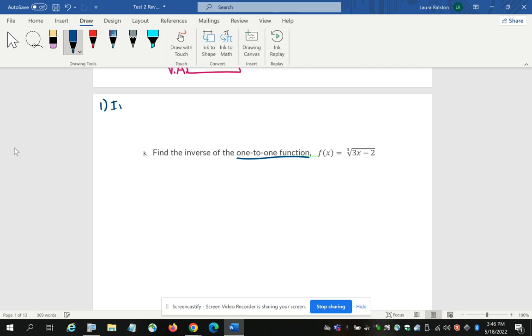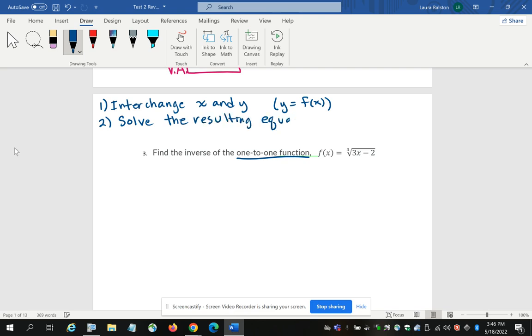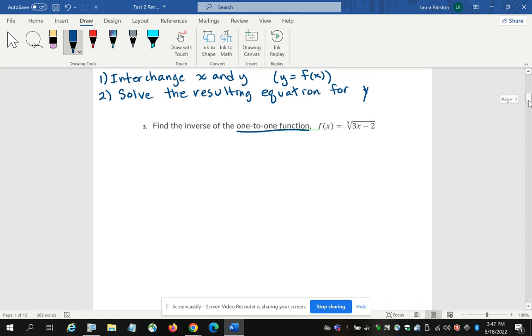Basically, we interchange x and y, remembering that y is the same thing as f of x, and then we solve the resulting equation for y, and when we're finished, what we have is the inverse of the function.